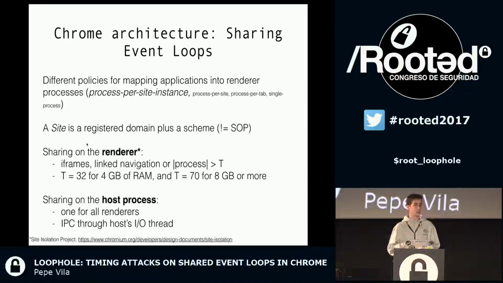And the last exception is when we go beyond the maximum number of processes for Chrome. This maximum number is defined based on the RAM memory that is available in the system, and that is usually 32 processes for 4 gigabytes of RAM, and up to 70 when we have 8 gigabytes or more. As soon as we have that, when we open a new tab, an existing process will be reused.